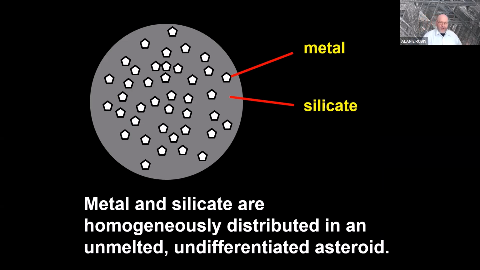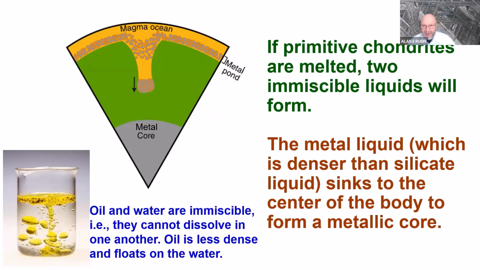If we look at an asteroid, in the schematic diagram over here, again, if it's a chondritic, unmelted, undifferentiated asteroid, the metal grains, indicated here by these little white pentagons, are more or less homogeneously distributed in the body. If primitive chondrites are melted, two immiscible liquids will form. A metal liquid, which is much denser than the silicate liquid, will sink to the gravitational center of the body and form a metallic core. The silicate liquid will rise toward the surface and eventually crystallize into a silicate mantle and a silicate crust.